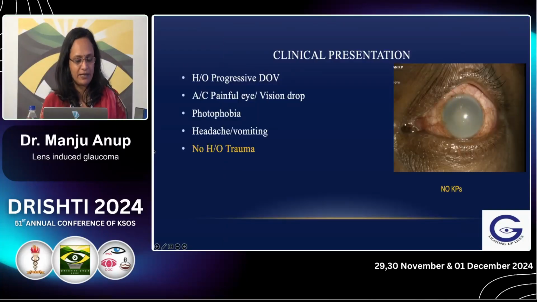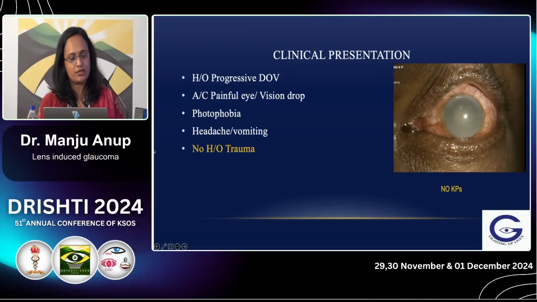In the clinical presentation, the patient will give a history of progressive diminution of vision since months or years prior to the presentation, and they present with an acute painful eye and a drop in whatever vision they have. Sometimes they will have headache and vomiting. If the intraocular pressure is very high, there will be associated photophobia. There will not be any history of trauma in these cases.